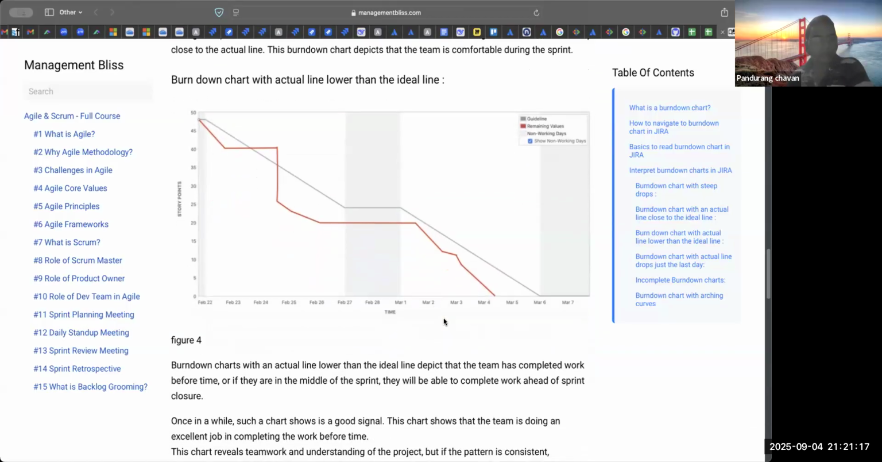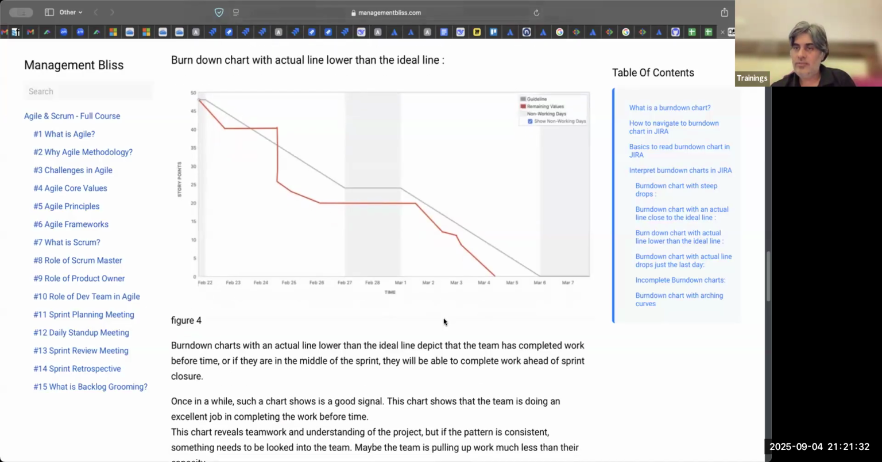Even you can give them 3 or 4 hours, half a day off. That's also fine. Let us say they are coming out of very rigorous 2, 3, 4 sprints. They are very tired. What are you going to do? Give them half a day off. That is also fine.